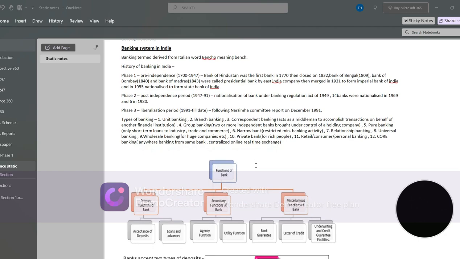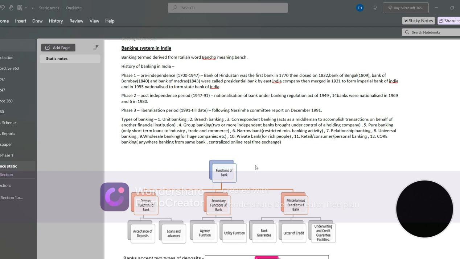Now, the history of banking in India can be divided into three phases. Phase one was the pre-independence era. It was from 1700 to 1947. In that, the first bank which was formed was the Bank of Hindustan, and then it was closed in 1832. So Bank of Hindustan was from 1770 to 1832.